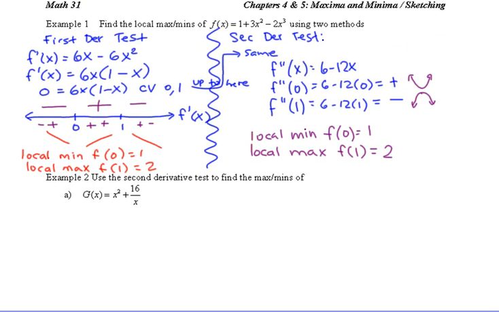Okay, so it's a way to avoid doing an interval test to find your local max and mins. So you're allowed to use this method. Try it again.